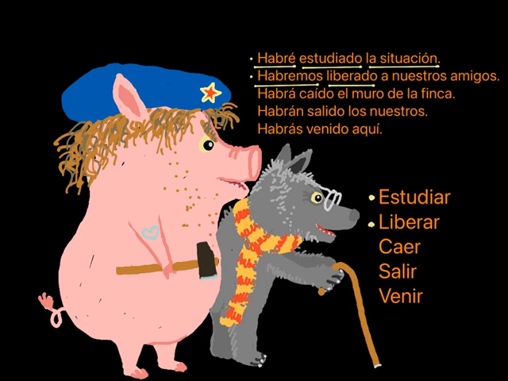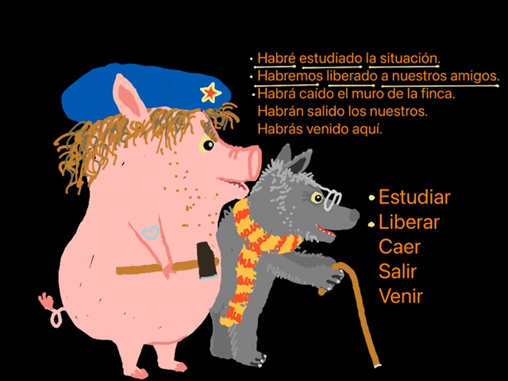A, nuestros amigos, our friends. Please note it's a direct object, and then it is animated thing, nuestros amigos, so you use the a in Spanish for the direct object that is animated. Next one is, habrá caído el muro de la finca.